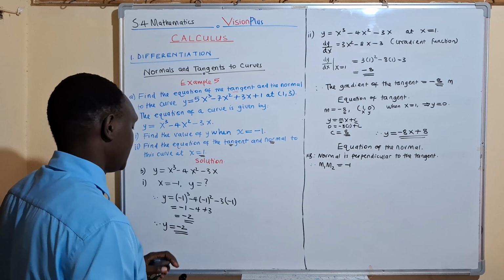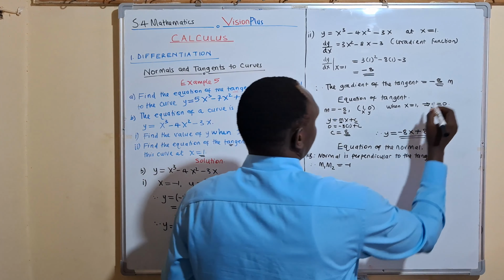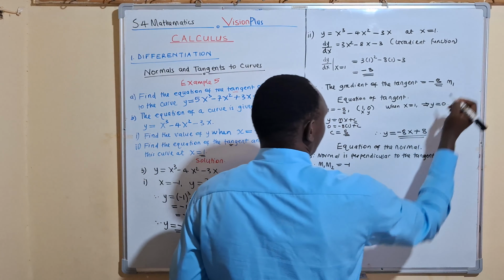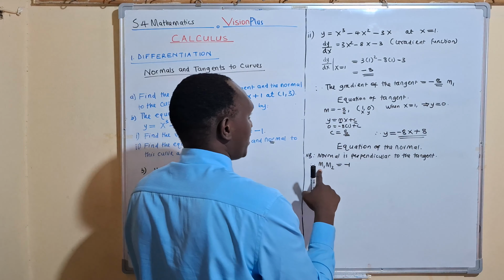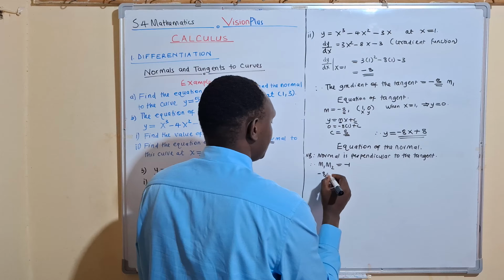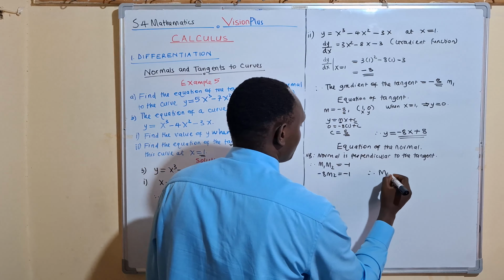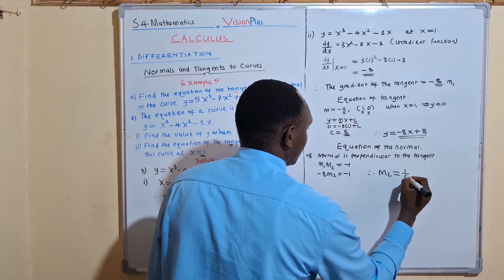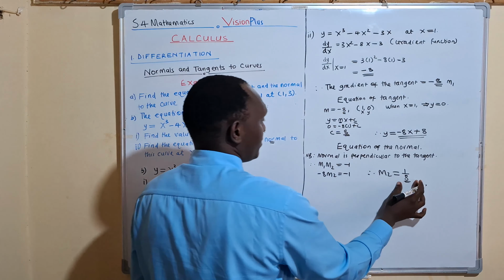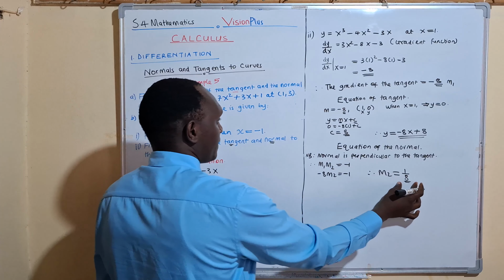They are perpendicular lines. So let me call the gradient of the tangent m1. Substituting m1 here, I will have -8 m2 equals -1. Therefore, my m2 becomes 1/8. This is now the gradient of the normal.